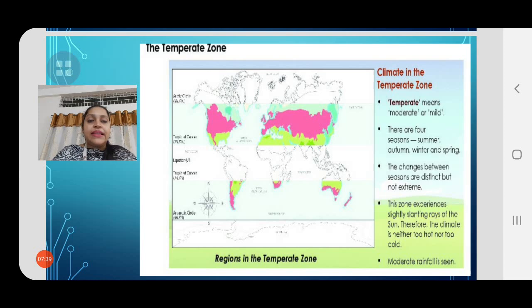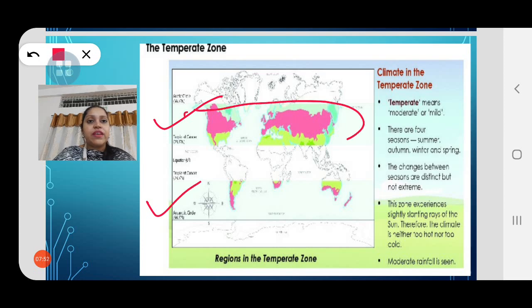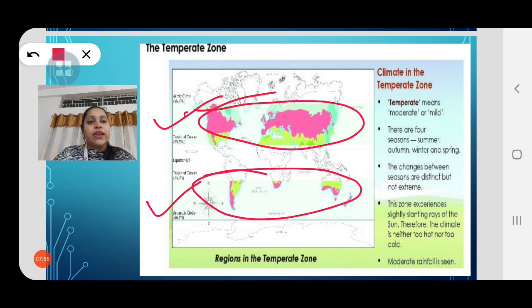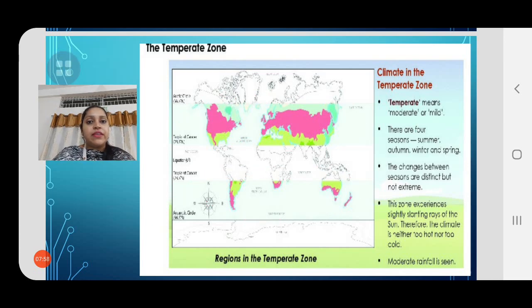So children, let's see what is in the temperate zone, and all of you take out the textbook and take out the page where the temperate zone is given. Now let's see what climate is there in the temperate zone. In the book also there is a picture of the temperate zone. In the northern hemisphere these countries are there, and in the southern hemisphere these countries are there. So let's see what the various features of the temperate zone are.